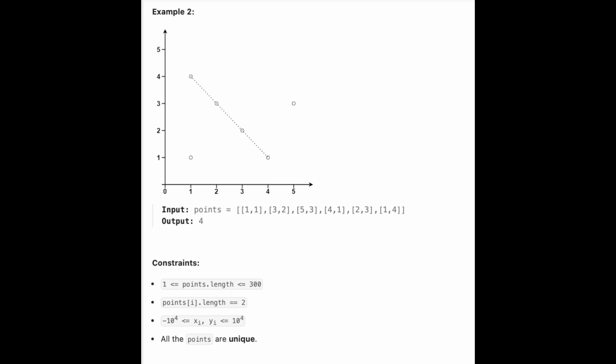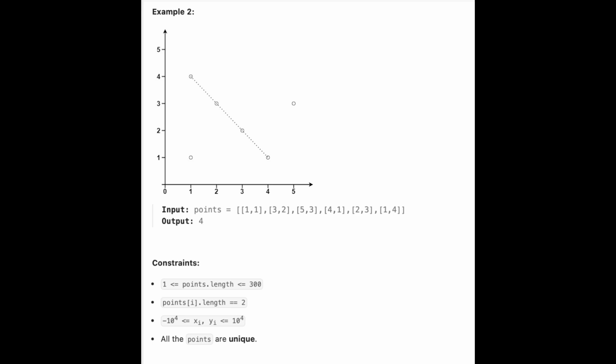Example 2, it's also a straight line, but with negative slope. The points array includes points 1,1, 3,2, 5,3, which is not on the line, 4,1, which is on the line, 2,3, which is on the line, and 1,4. The output is 4. So though there are 6 points, only 4 are on the straight line.